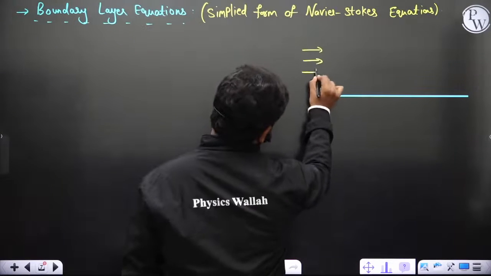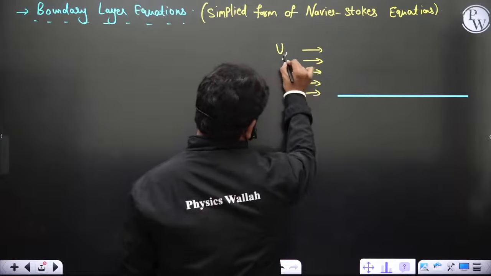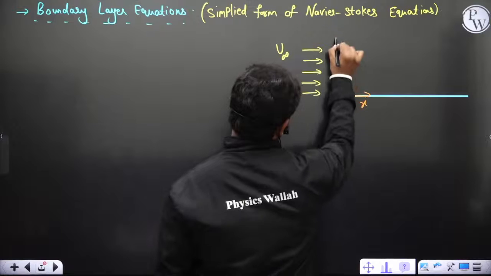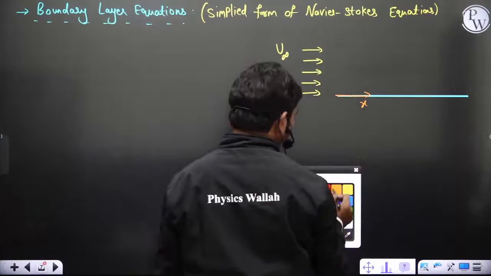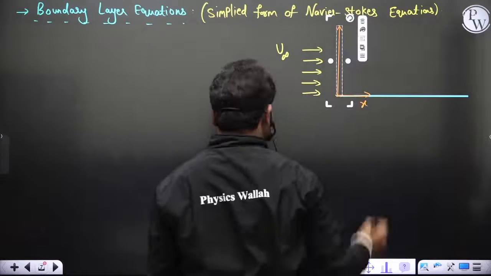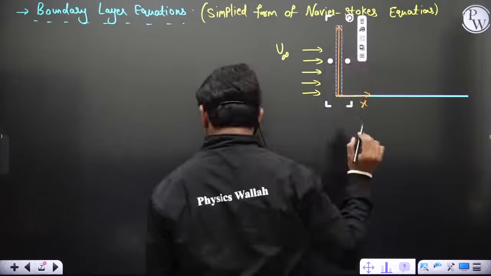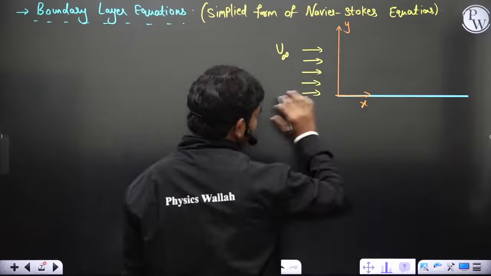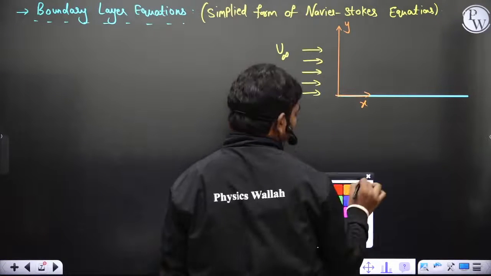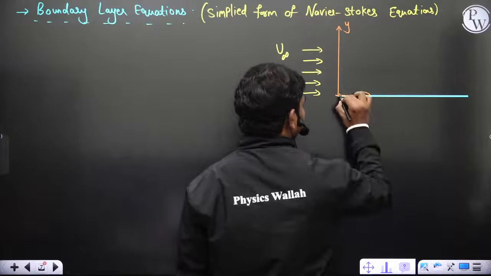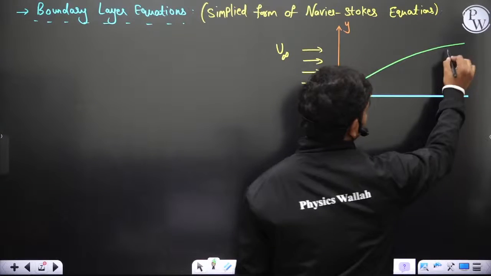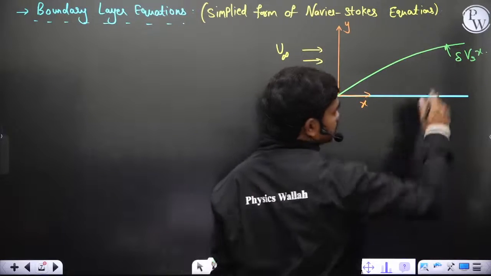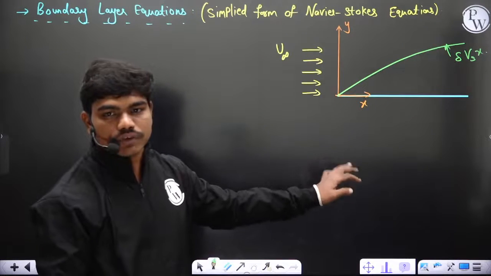Now here you have u infinity, you have the x coordinate, and also you have the y coordinate. Then one thing that you observed, as x increases, delta increases. So let us suppose right now I am drawing a graph to convey that as x increases, delta increases. So this is delta versus x. You can understand, as x increases, this delta is also increasing. Okay, so this is what we have.